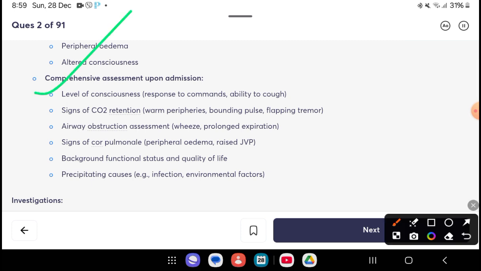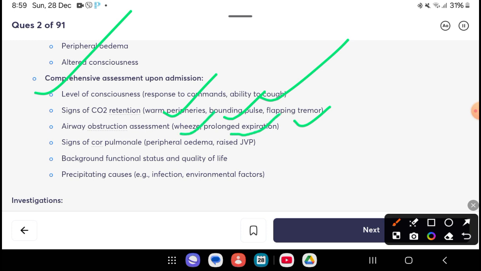Okay, we check the level of consciousness, whether the patient responds to commands and is able to cough or not. Okay, signs of CO2 retention: in a patient with CO2 retention, there is flapping tremor, a bounding pulse and warm periphery. Airway obstruction assessment: prolonged expiration and wheezing may be present.